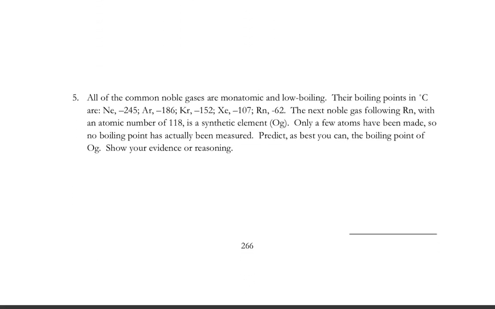For number 5, what I would suggest you do is make a rough graph of boiling point versus, let's see, how about versus atomic number? And then put the data in for the different noble gases given, draw the best fit line through there, and then extend your line to this synthetic element OG based on its atomic number. And give an idea of what its predicted boiling point would be.